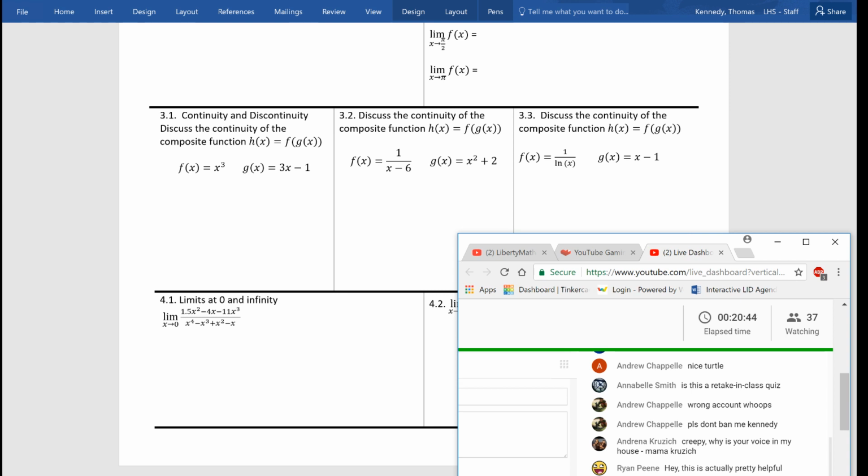Why are there 2 Andrew Chappelles? I'm so confused. And Andrew, I don't know how to ban people yet, so I couldn't do it if I wanted to.